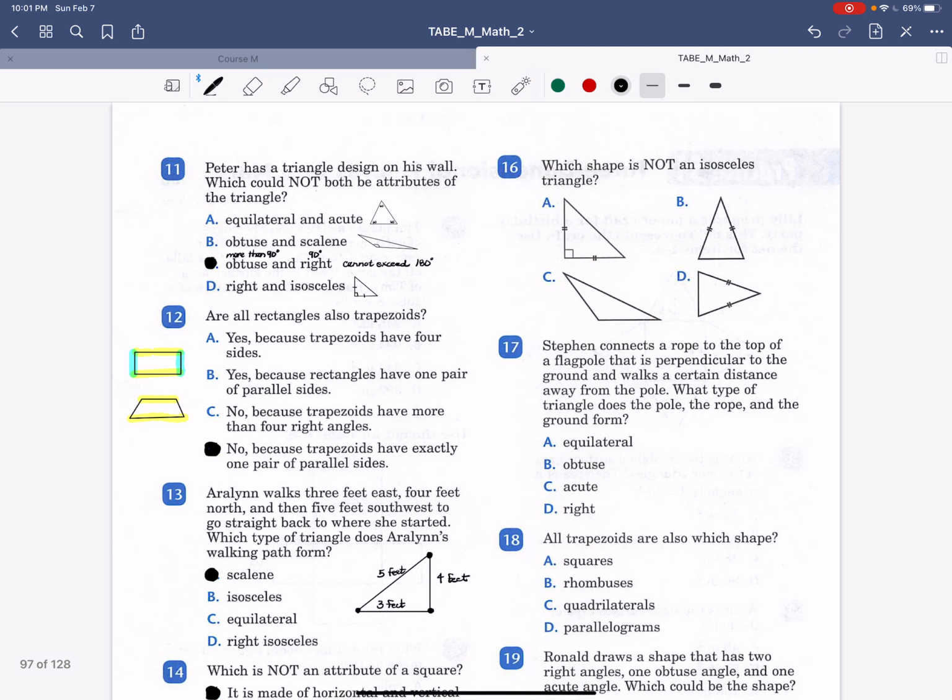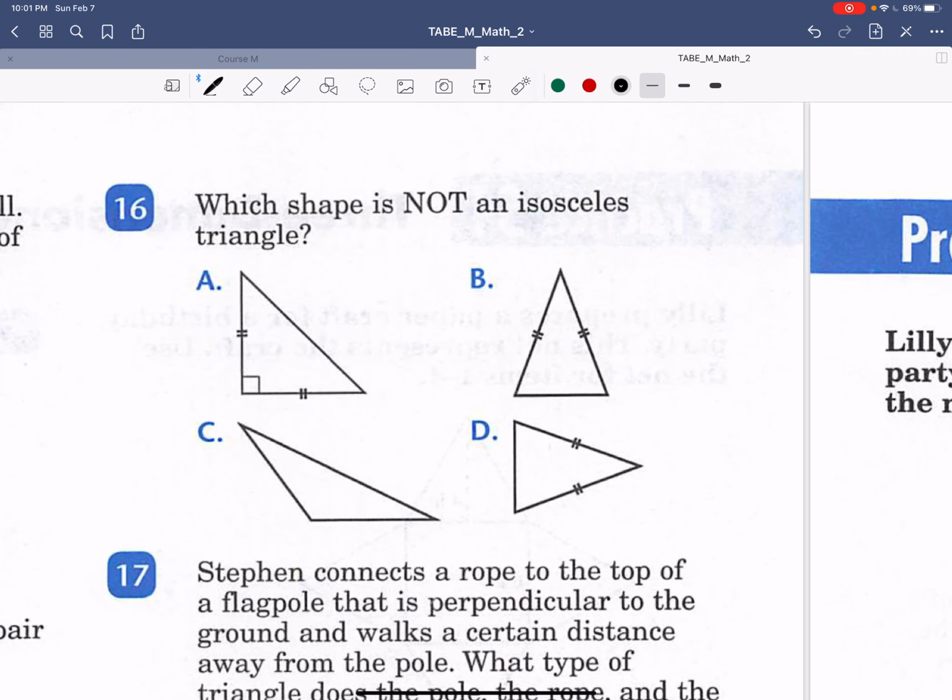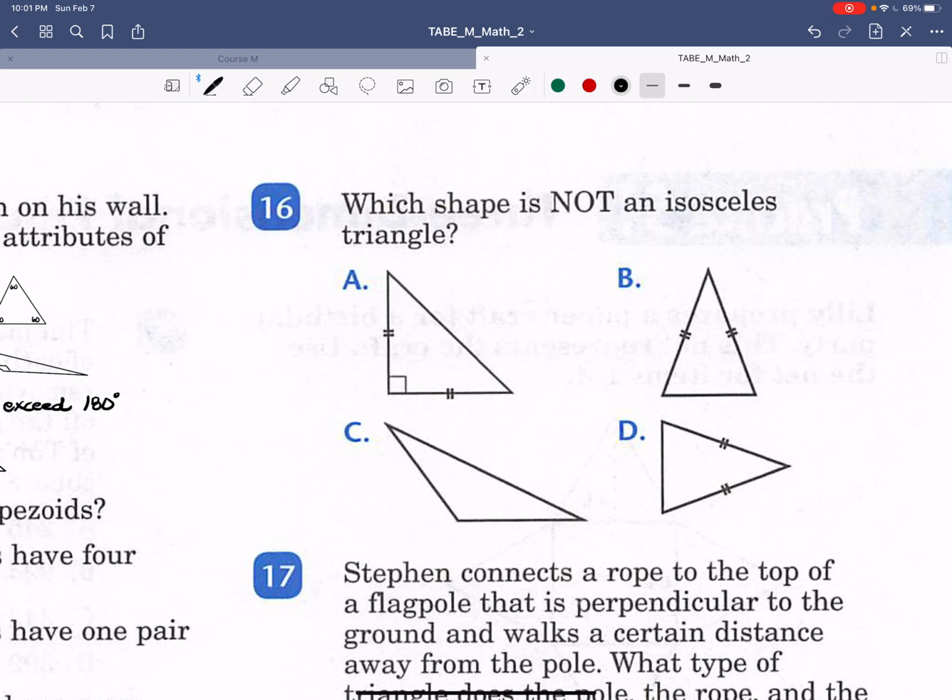Number 16. Which shape is not an isosceles triangle? Isosceles means 2 equal sides. So in this one I have this side and this side. Here I have this side and this side. Here I have this side and this side. And in this one there is no equality. This is scalene. So C is the one that is not isosceles. Isosceles means 2 equal sides.